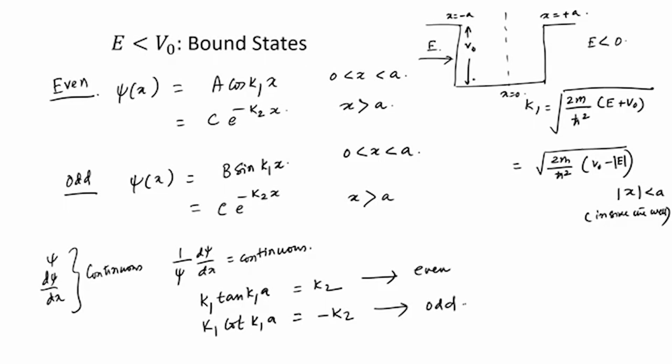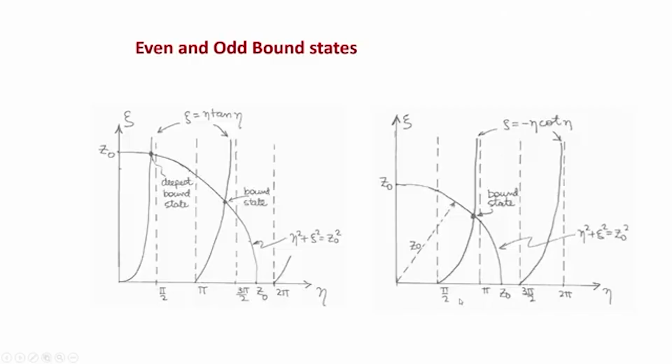Now you see that there is a problem in solving these equations, because k 1 and k 2 correspond to energies which appear on both sides of the equation, and it cannot be solved so easily. These are called transcendental equations. So one way is to solve them numerically, which is what we are not going to do here, but what we can do is plot them, and the intersection of the left hand side and the right hand side will give us the solutions that we are looking for.